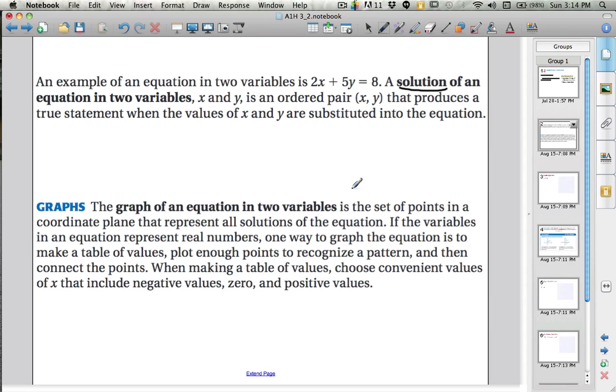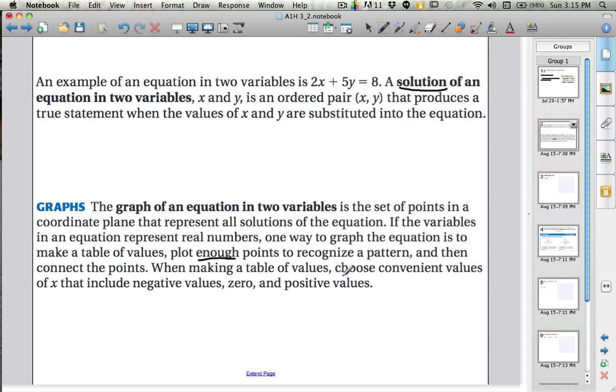Okay, a graph of an equation in two variables is the set of all points in the coordinate plane that represent the solutions of the equation. If the variables in an equation represent real numbers, one way to graph is to make a table of values, which we've done before, plot enough points to recognize a pattern. Sometimes we can tell exactly what type of shape it will make by examining the equation. And sometimes we need to get a little more information before we know. So you want to plot enough points, that's the key thing, enough points to recognize the pattern, and then connect the dots.